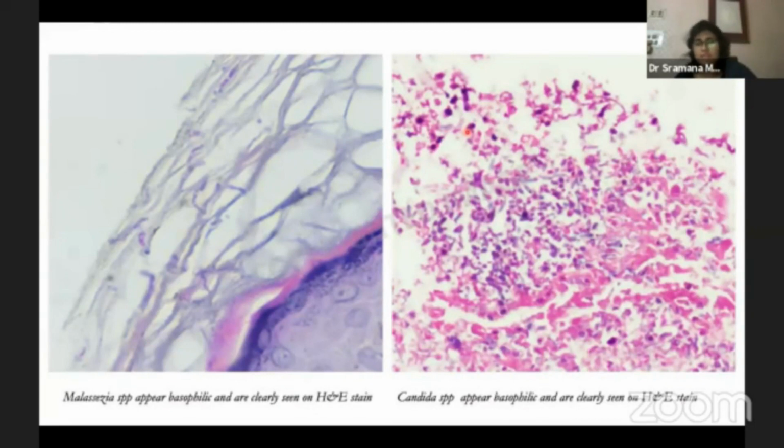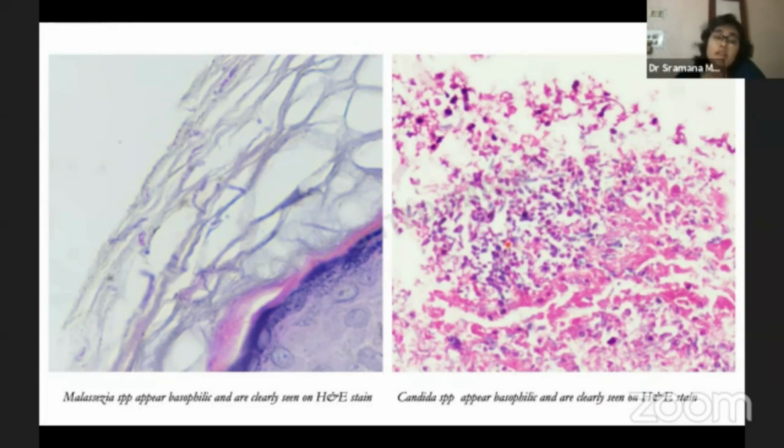Now, if you look at this picture, this is H&E stain, that is hematoxylin eosin stain, which is the first basic stain that any tissue is stained in the histopathology lab with. So on the left-hand side, this is again a skin biopsy where in the stratum corneum, we saw budding yeast forms as well as filamentous forms, and they're kind of standing out. On the right side, we see thin basophilic filamentous structures and numerous round yeast forms.